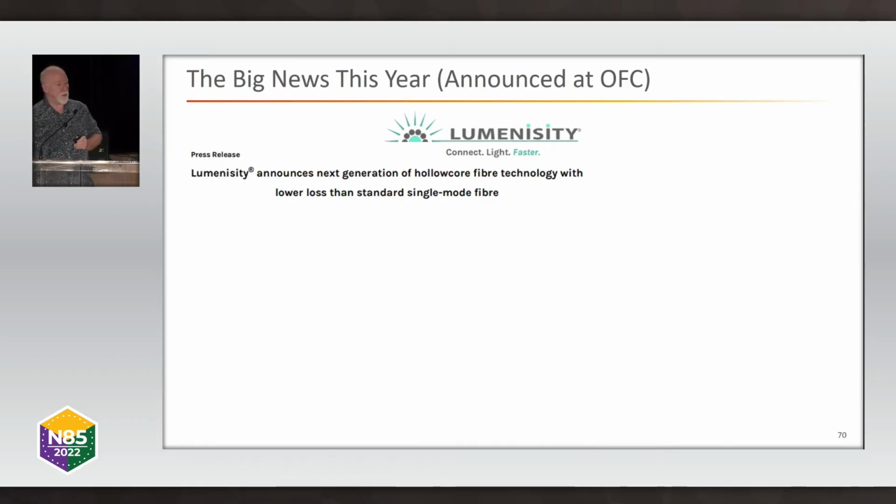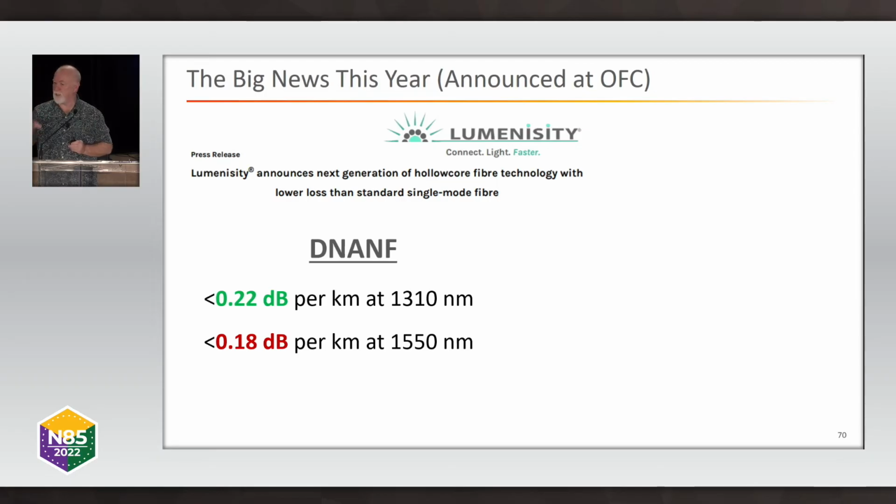So the big news announced at OFC earlier this year is that this company Luminicity, which is the commercial spin-out from Southampton University, has announced this incredibly low attenuation DNANF fiber: 0.22 dB per kilometer at 1310 nanometers, and less than 0.18 dB per kilometer at 1550.